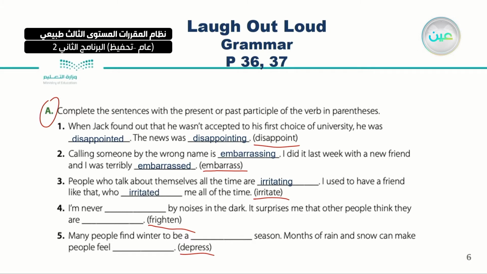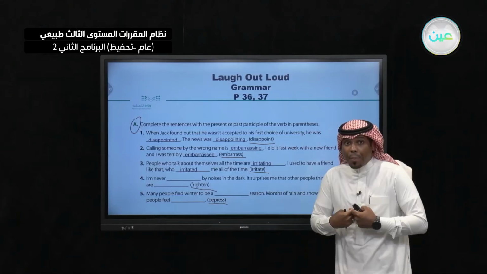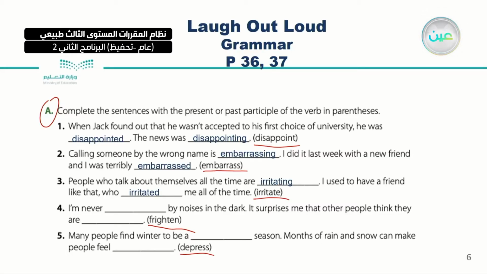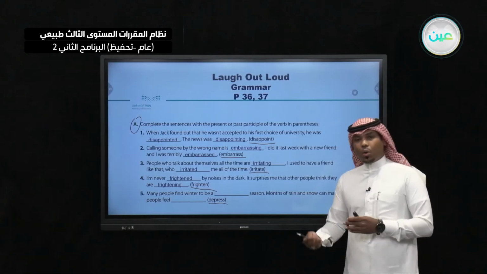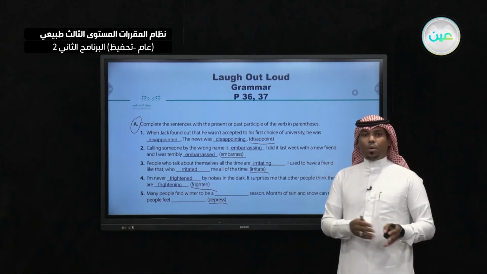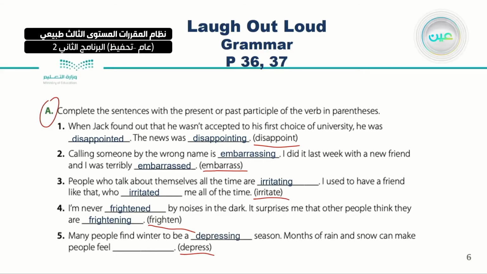Number 4: I'm talking about feeling. By noises in the dark. It surprises me that other people think they are. So I am never frightened. Why? Because people think they are frightening, using ing for the cause. Number 5: Many people find winter to be... Winter, is it cause or feeling? Here, the winter is causing, so depressing, I have to add ing.